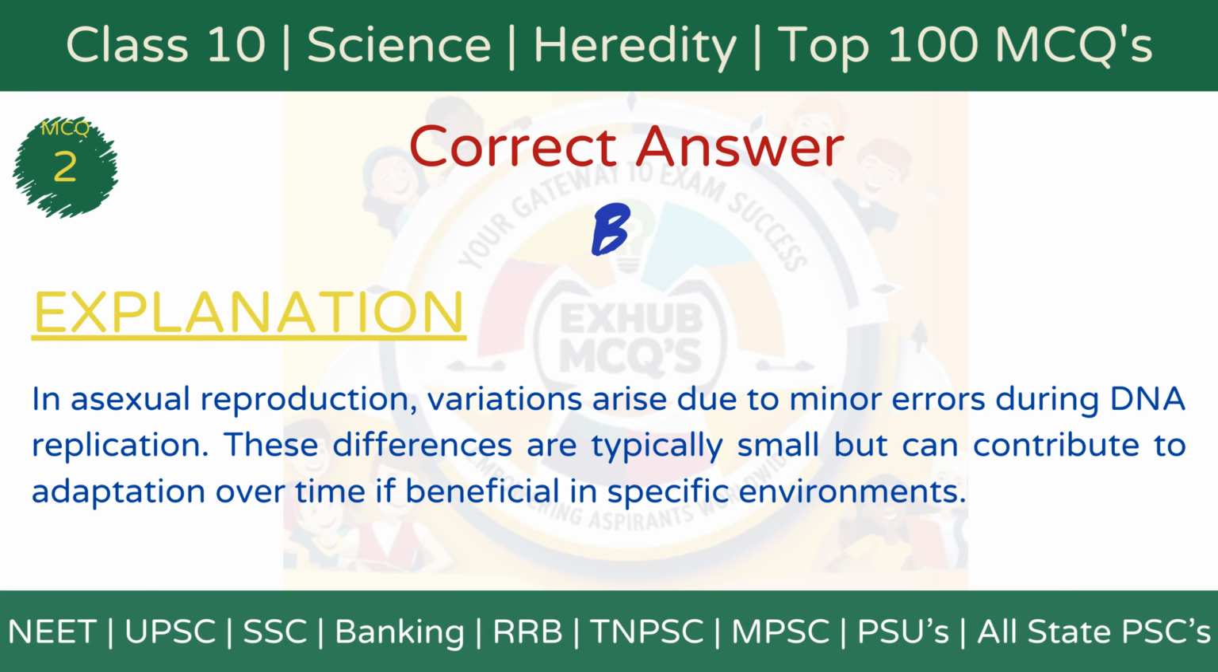The correct answer is option B, DNA copying errors. Explanation: in asexual reproduction, variations arise due to minor errors during DNA replication. While these differences are small, they can contribute to adaptation over time if beneficial in specific environments.